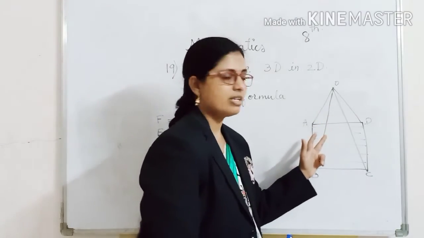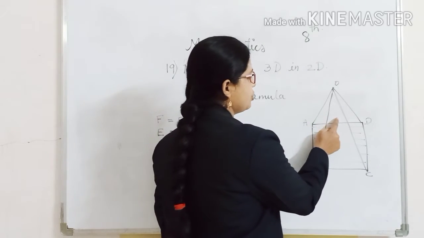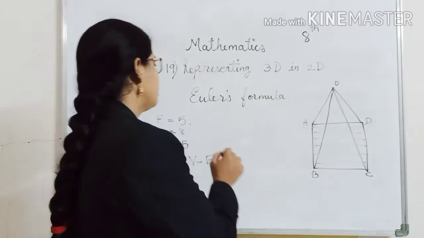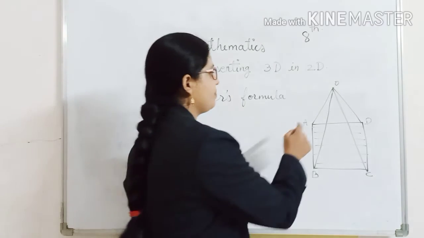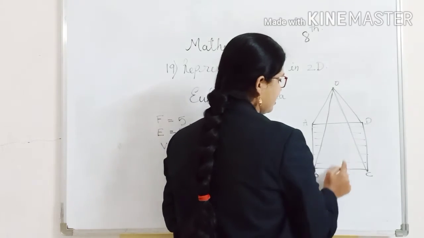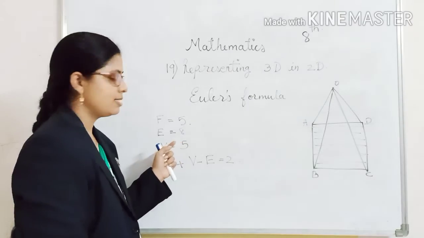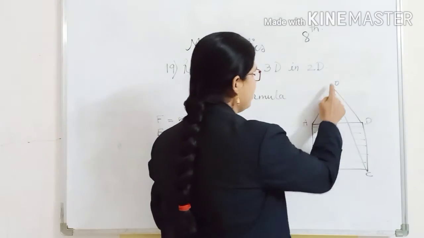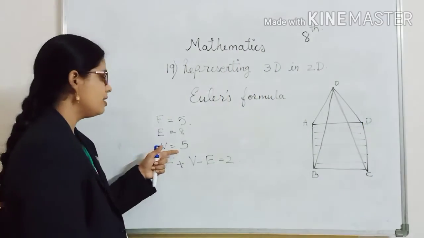Now the number of faces we have to count. How many will be there? 1, 2, 3, 4 and this one, 5. So the number of faces will be 5. Now let us count the edges. 1, 2, 3, 4, 5, 6, 7, 8. So how many edges are there? 8 edges. Now let us count the number of vertices. Vertices 1, 2, 3, 4 and 5. So the number of vertices is 5.